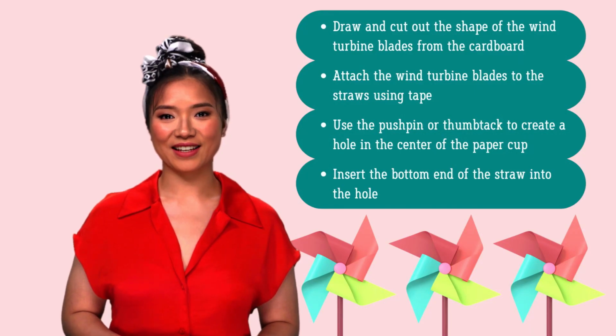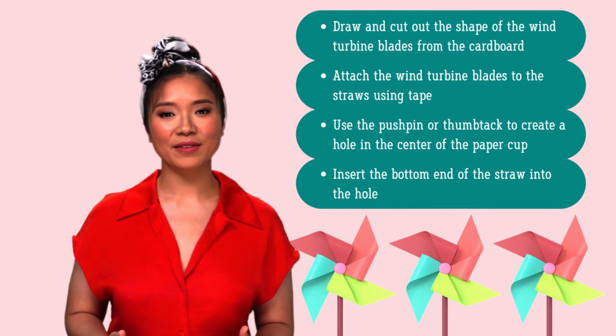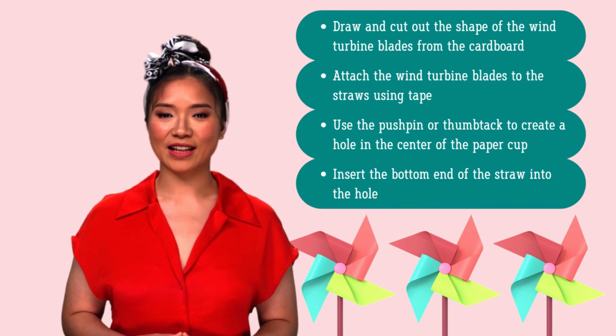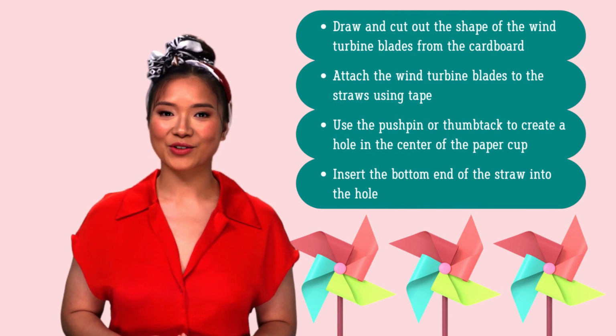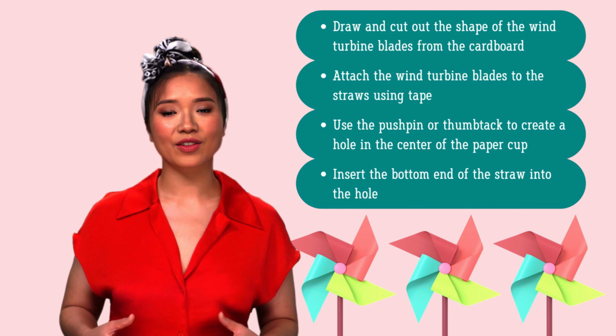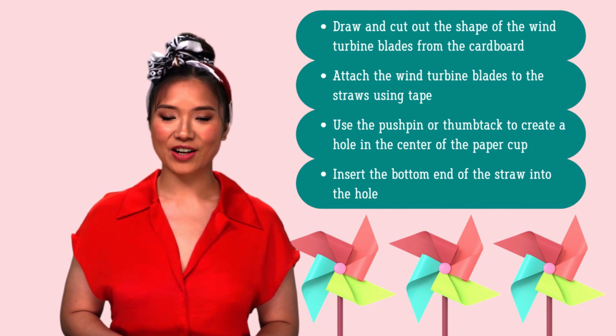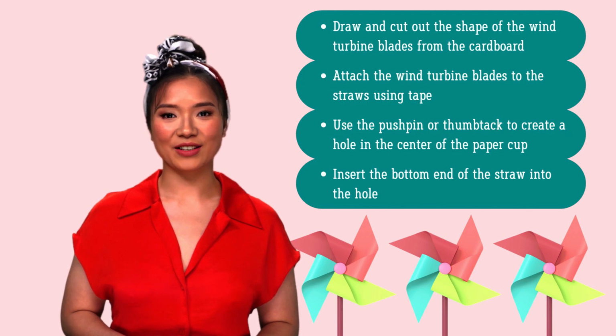First step. Begin by drawing and cutting out the shape of the wind turbine blades from the thick paper or lightweight cardboard. The blades can be in any shape, such as rectangles or triangles, but make sure they are long and wide enough to catch the wind. Second step. Attach the wind turbine blades to the drinking straws using tape, ensuring that the blades are securely fastened and can rotate freely.